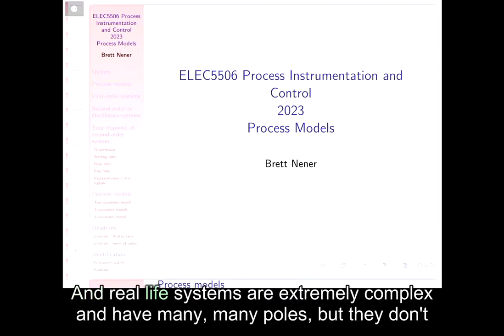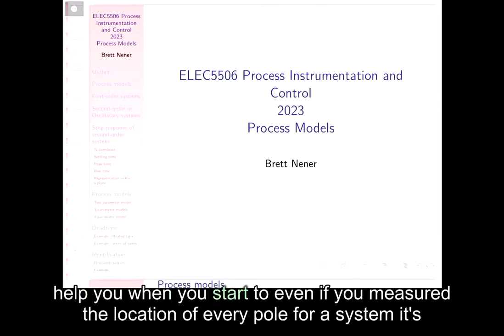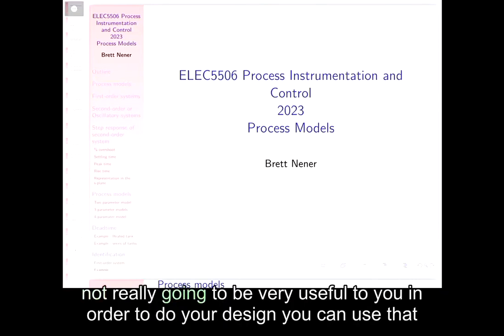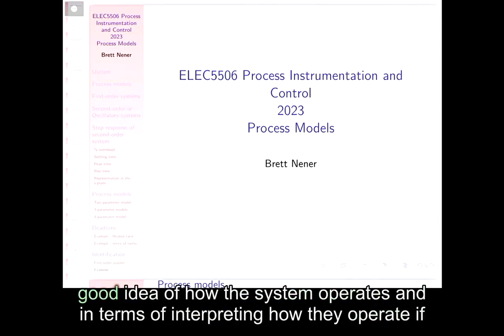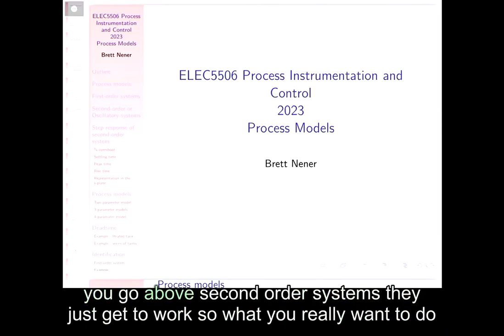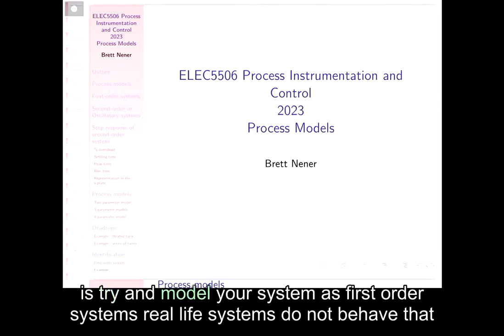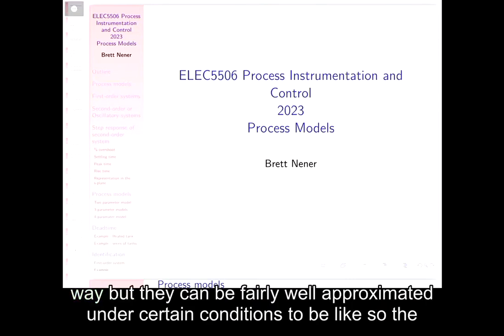And real-life systems are extremely complex and have many, many poles, but even if you measured the location of every pole for a system, it's not really going to be very useful to you in order to do your design. You can use that at a later stage with some computer package, but in the beginning, you need to get a pretty good idea of how the system operates. And in terms of interpreting how they operate, if you go above second-order systems, they just get too bad to work out. So what you really want to do is try and model your system as a first-order system, or second-order. Real-life systems do not behave that way, but they can be fairly well approximated under certain conditions.